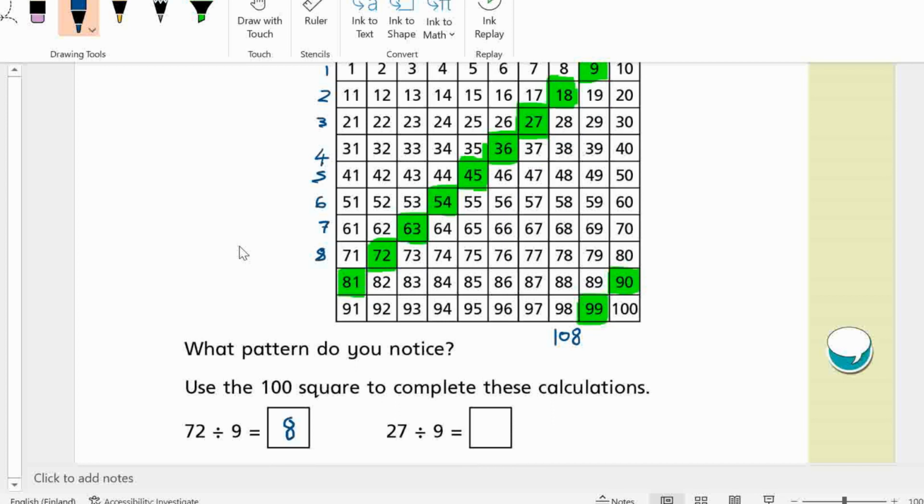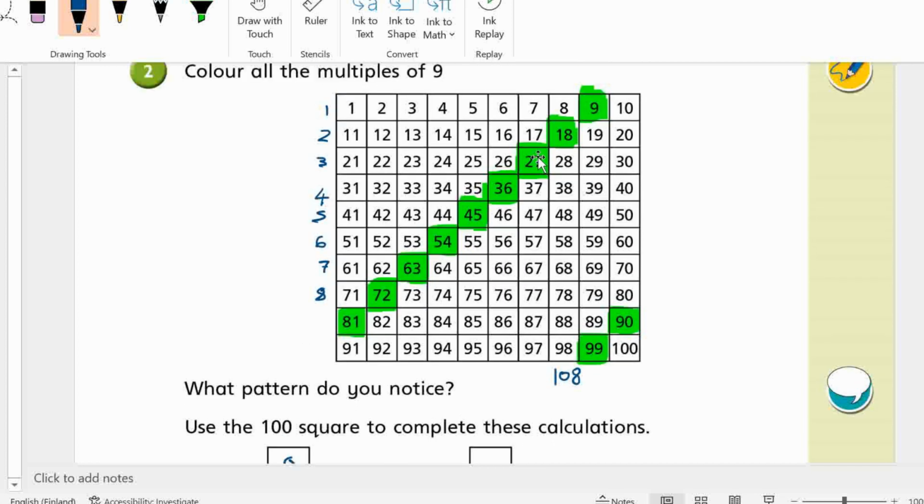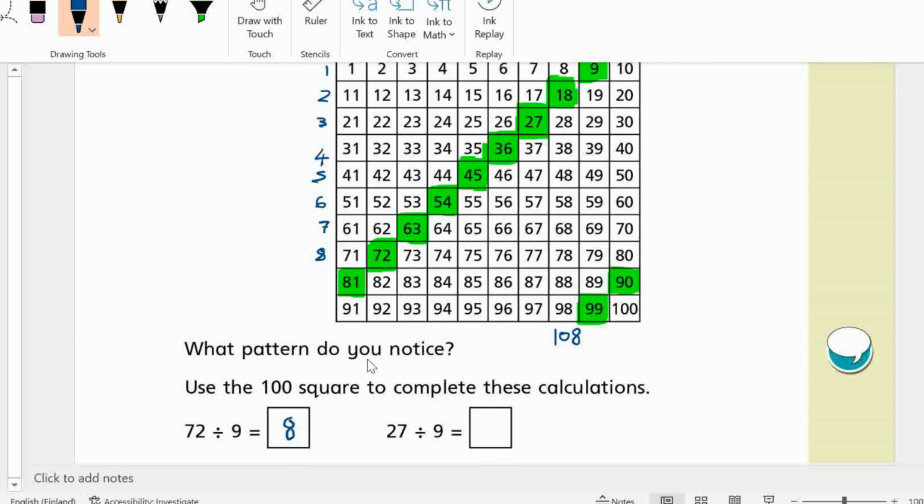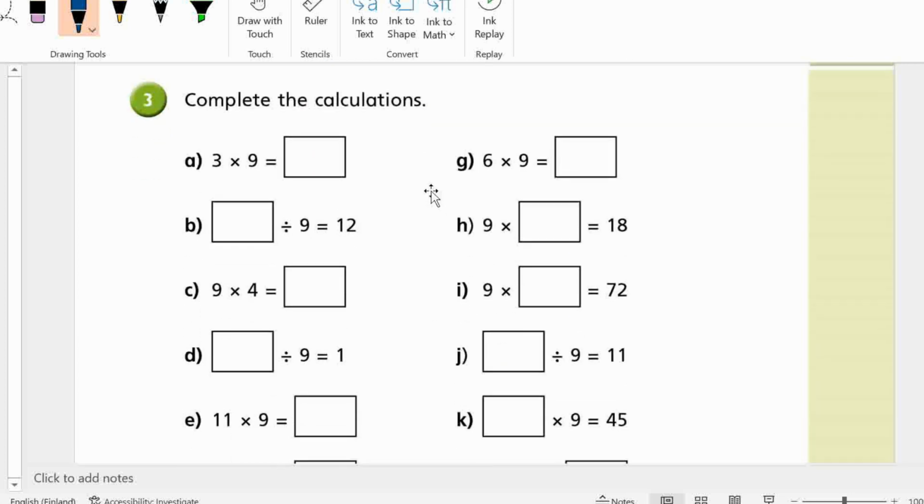What about 27? Oh, the other way we can do is counting backward. 3, right? 1, 2, 3. Okay, because if you count backwards from the coloured number, you'll find the answer. Complete the calculation. So this is testing your 9 times table. 3 times 9? 27. Here we need to go backwards.